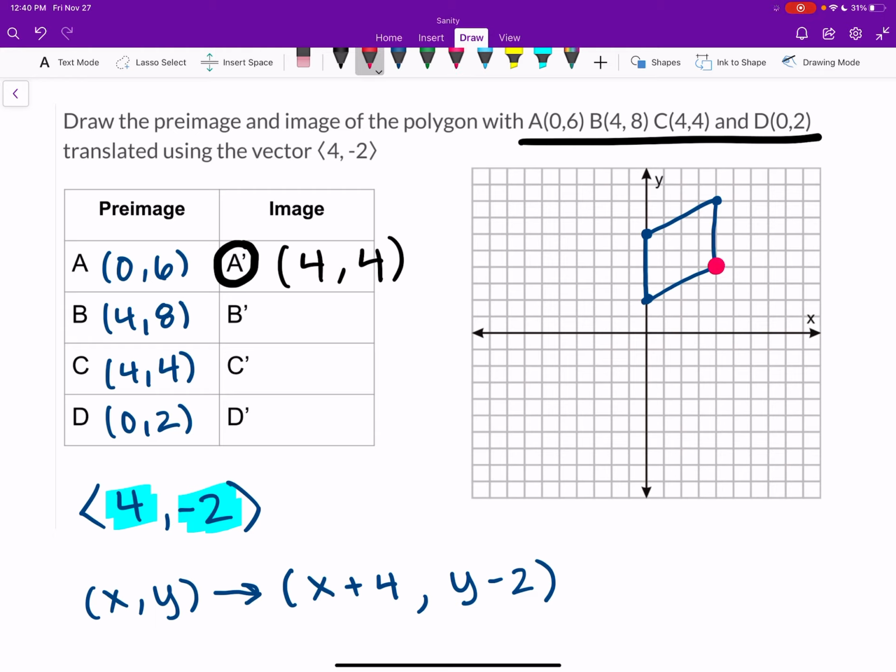And again, we can see that if this was point A, well, it went down 2 units and then to the right 4 units, and I obtained A prime. For time's sake, I'm just going to keep it there. We'll do some more of this in class.